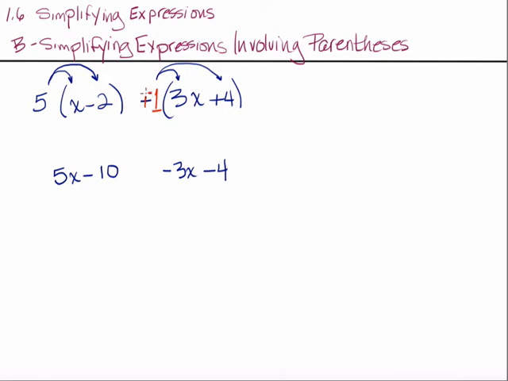Because I changed my subtraction to addition of the opposite, or addition of a negative, I've used this negative sign here in multiplying the negative 1 times the 3x. That's this negative sign right here. So this plus sign is what goes between these two big pieces here. Now, finally, addition of a negative is the same as subtraction, so I can rewrite this as 5x minus 10 minus 3x and minus 4.